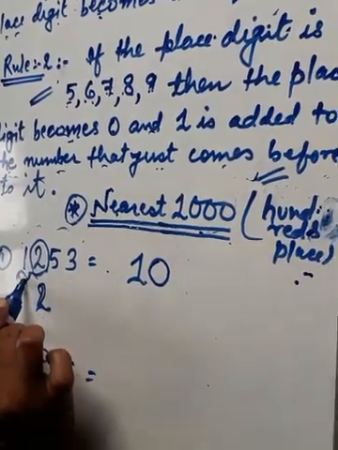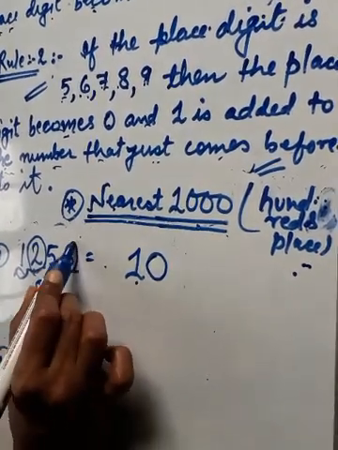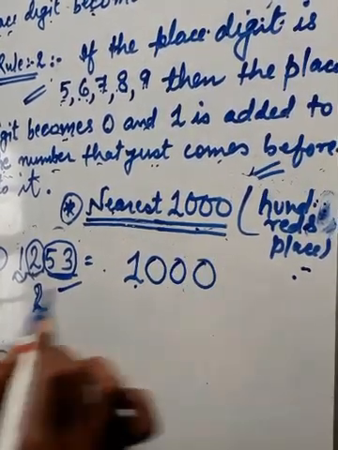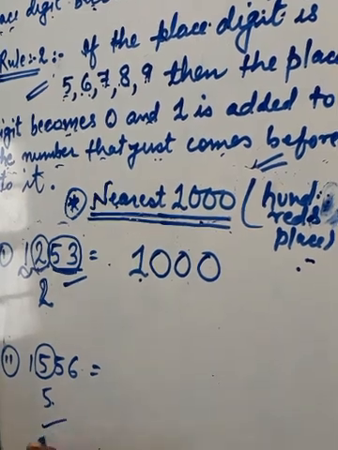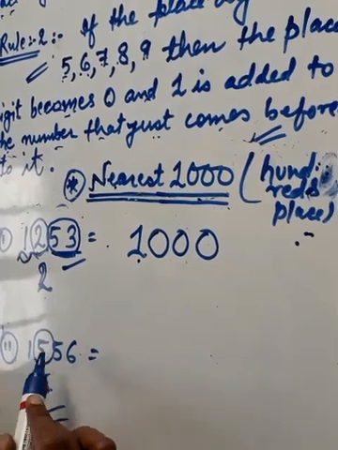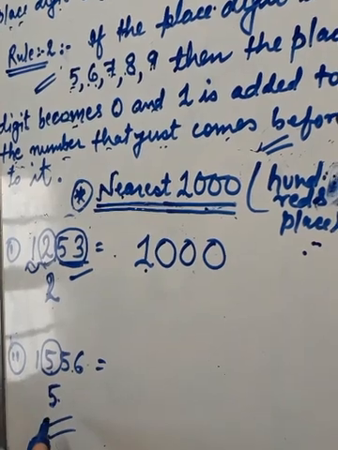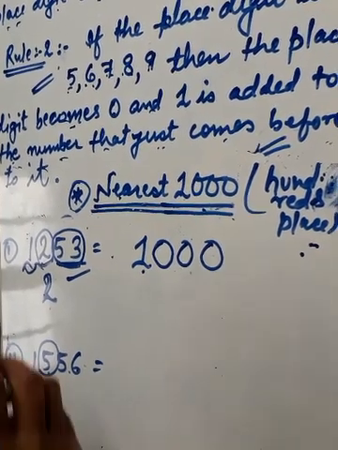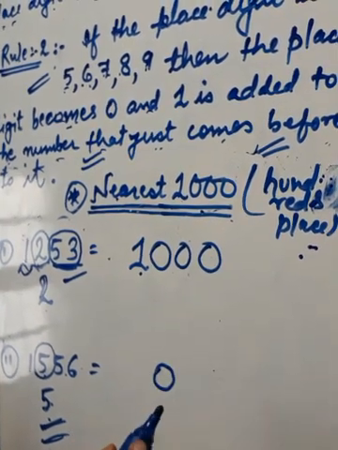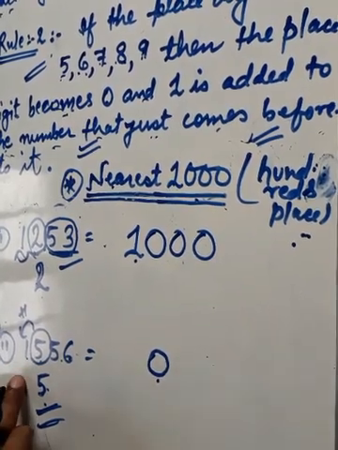The number before it is written as it is, and the digit we are seeing becomes 0, and the rest of the numbers after it also become 0. And again we will follow the second question: ones, tens, hundreds. We have to see the digit at the hundreds place. What is at the hundreds place? That is 5. So we have to follow rule 2. Rule 2 says that the number we are seeing becomes 0 and 1 is added to the number that just comes before it. The number before it gets 1 added.